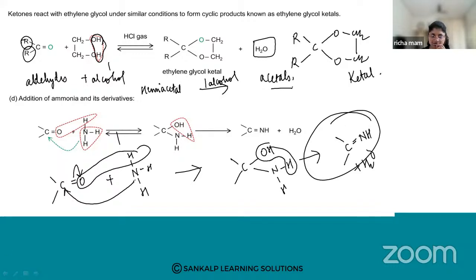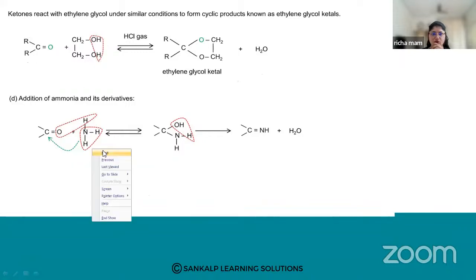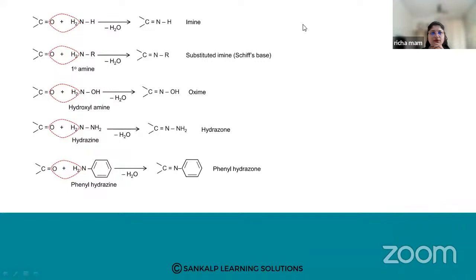So these are some of the nucleophilic addition reactions which you have to keep in mind. Some more reactions. What we have discussed just now was the imine system: the carbonyl group reacting with ammonia. There will be loss of a water molecule, and what you get is the imine.